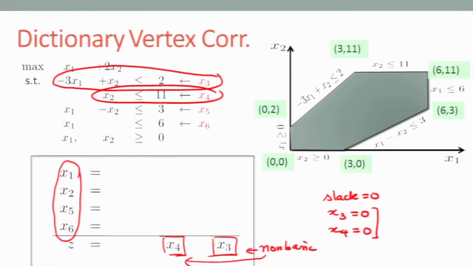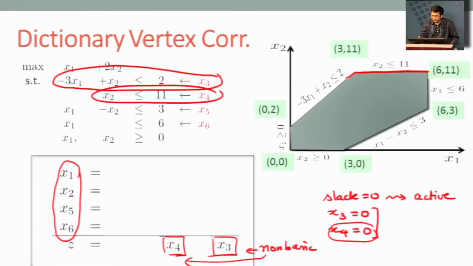If you have thought about it, slack equals 0 means that the constraint is active. So the constraint corresponding to x2 less than or equal to 11, which is x4 equals 0, and the constraint corresponding to minus 3x1 plus x2 less than or equal to 2 are both active. And that's what the dictionary is telling us.